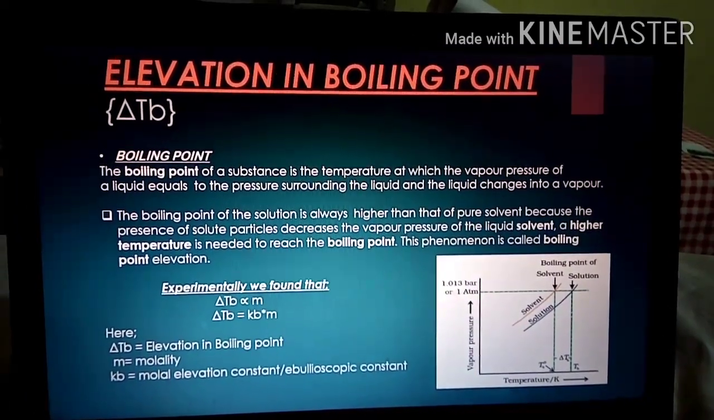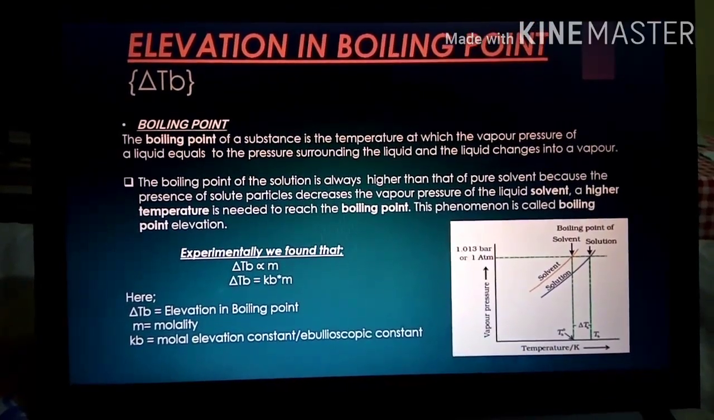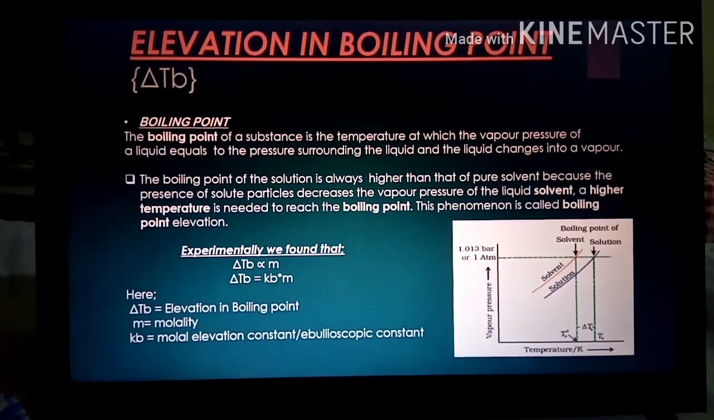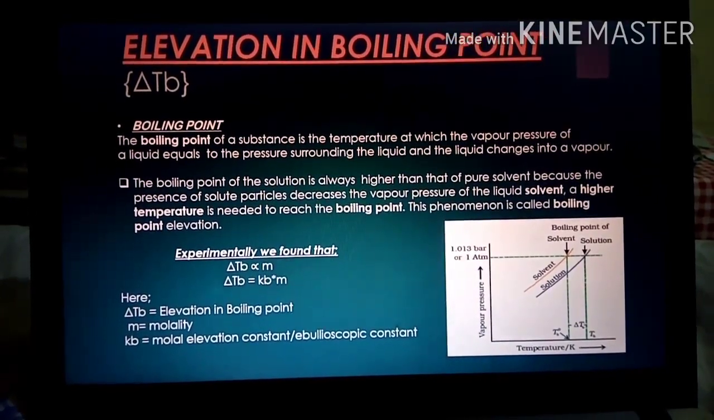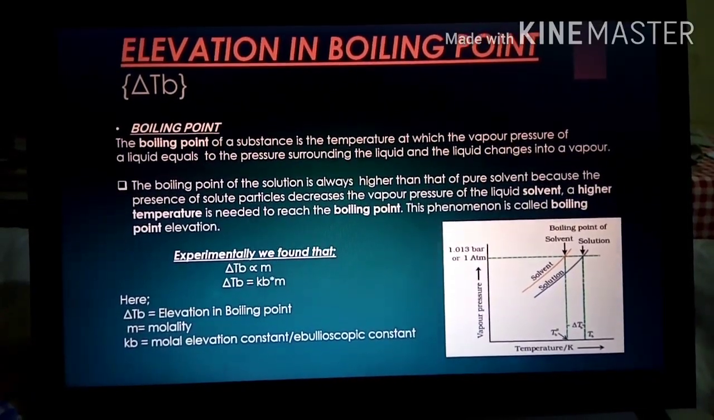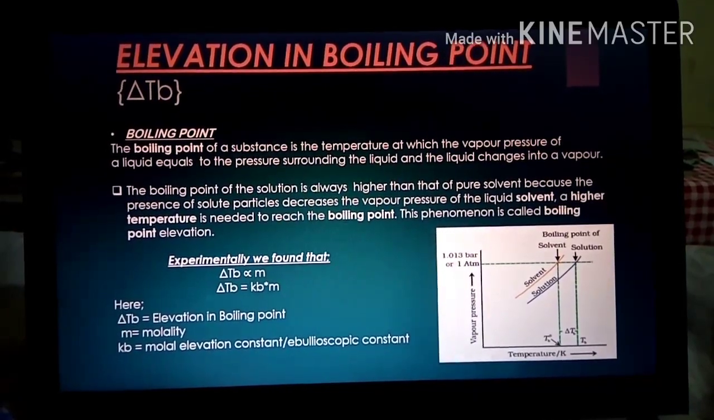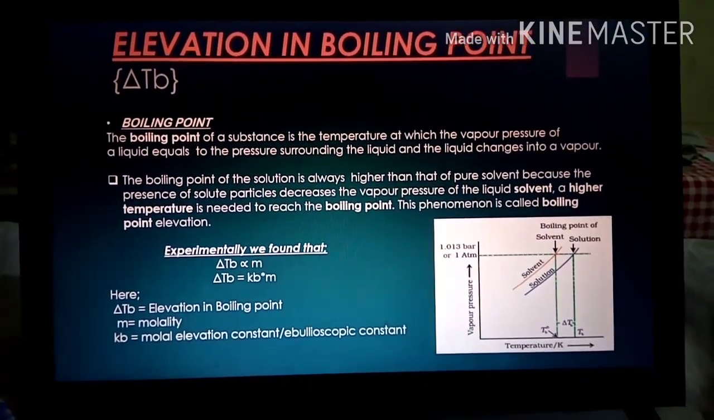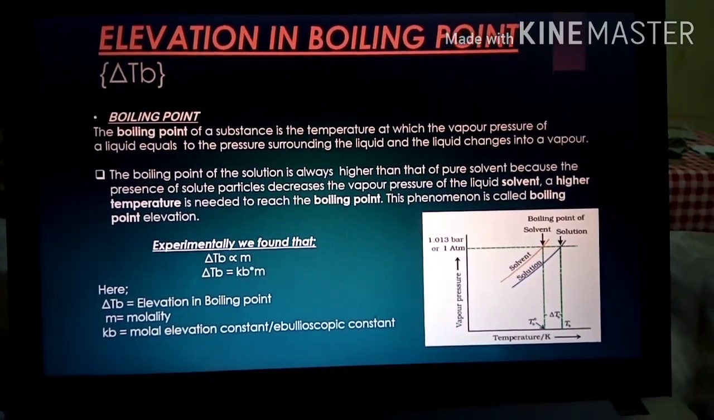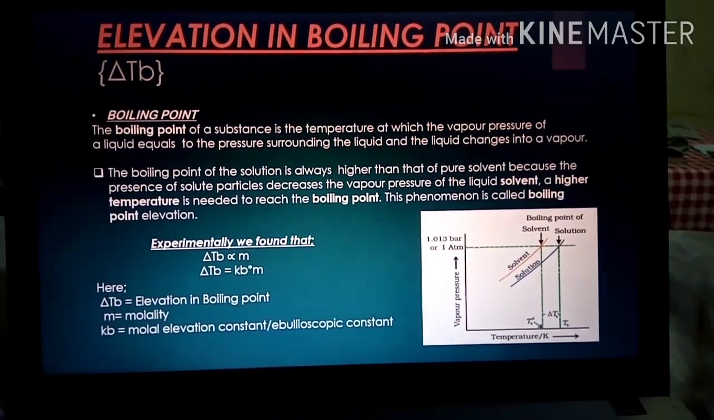Elevation in boiling point, which is represented by the symbol delta TB. First of all, we have to know about the boiling point. What do you mean by boiling point? The boiling point is that temperature at which the vapor pressure of a liquid becomes equal to the surrounding pressure, or we can say atmospheric pressure. It is that temperature at which vapor pressure becomes equal to the atmospheric pressure.